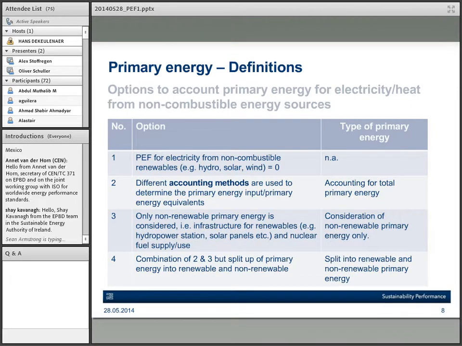In practice, this is rarely done. It's sometimes done for some energy which is recovered from residues like landfill gas or sewage gas, but normally this is not done.